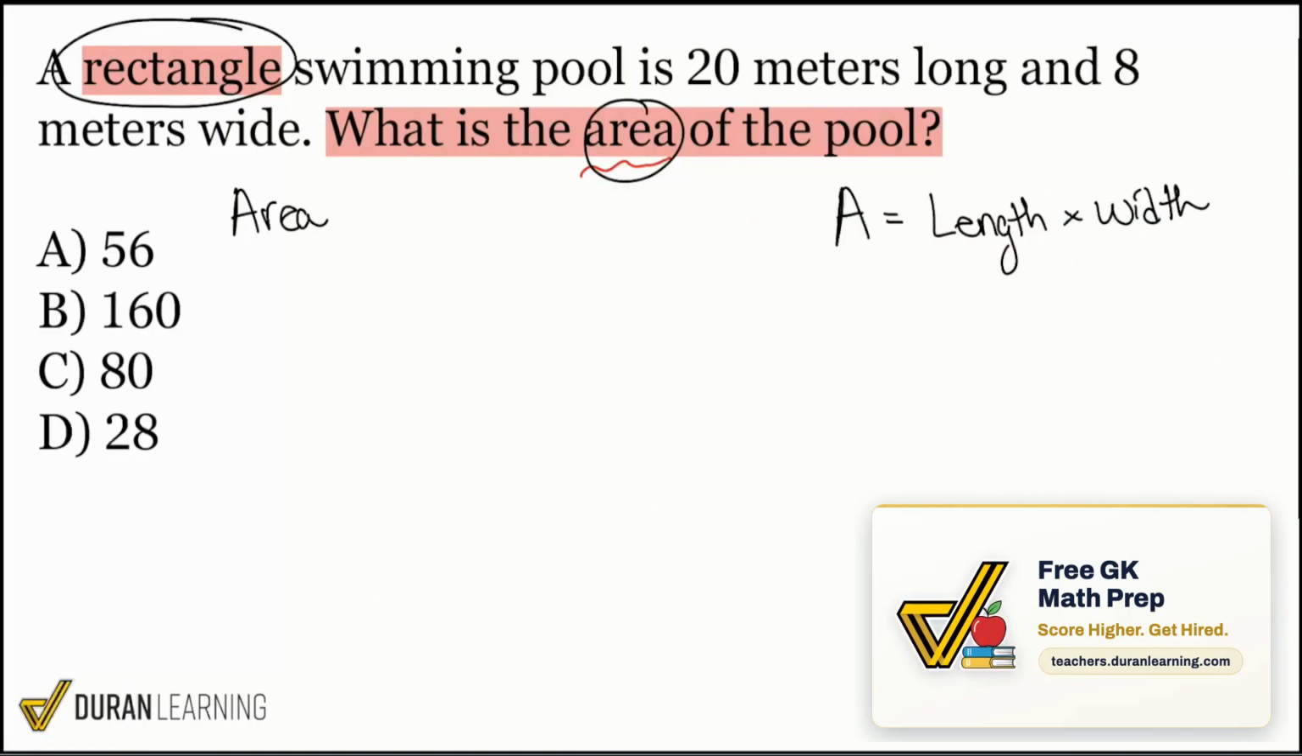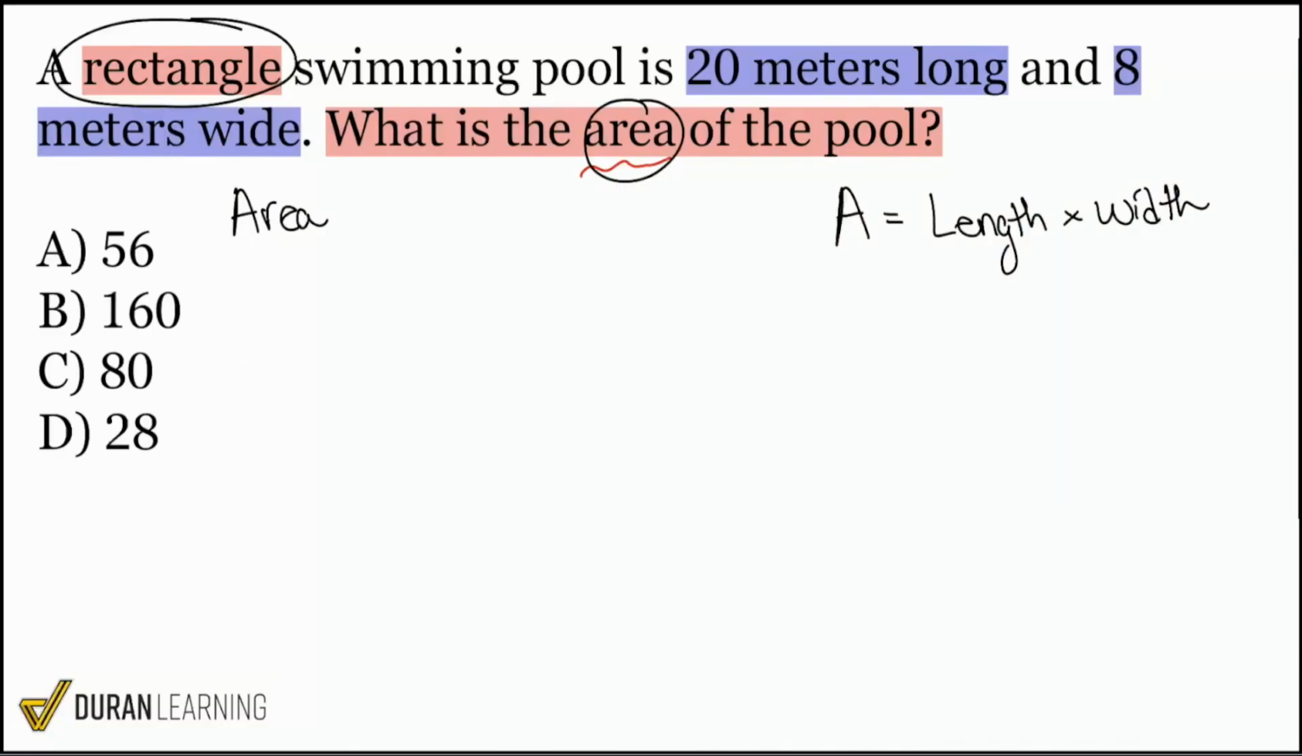So it says that the swimming pool is 20 meters long, 8 meters wide. So with that said, nice and easy, the length is going to be 20 and the width is going to be 8. So we have that together. So the area is going to be 20 multiplied by 8. 20 times 8 is going to land on 160, but that's not what I care about.